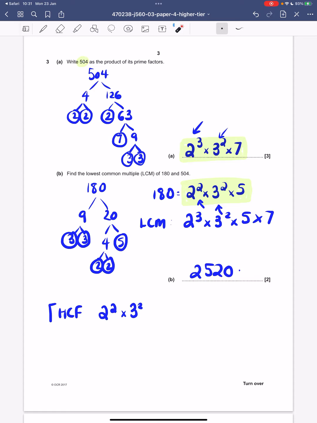So you pick the lowest that goes into each. So it's because it's got to be common. Okay, so this is going to be 4 times 9, which is 36. Okay, so for the highest common factor, you pick the lowest. The lowest common multiple, you pick the highest. Okay, we don't need that one for this question.